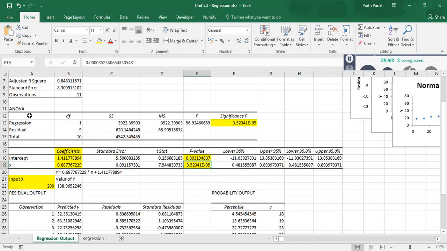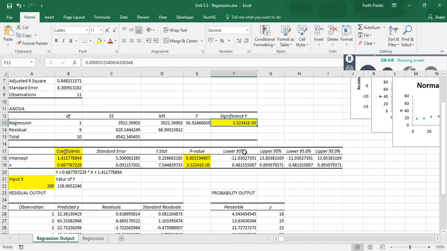ANOVA basically is for the entire regression. Now this p value is for the individual stuff. So p value is for this x, p value is for the intercept, and so forth. Now the p value of the independent variable is what we are looking for, which is x, or rather x1, x2, x3, x4, and so on, which is over here 3.52, which is the same as significance F.